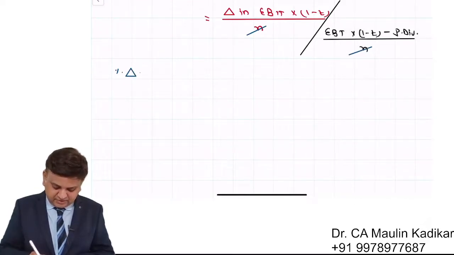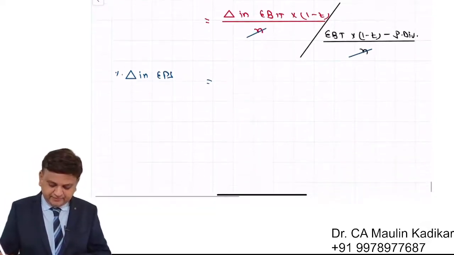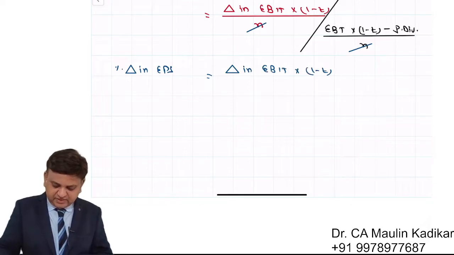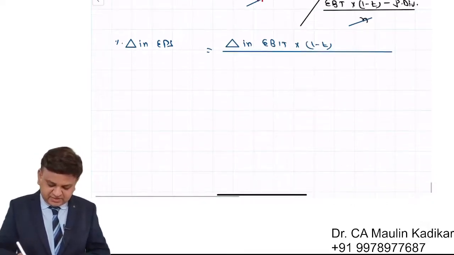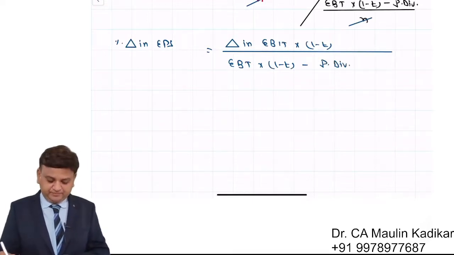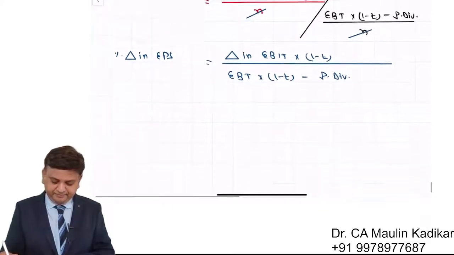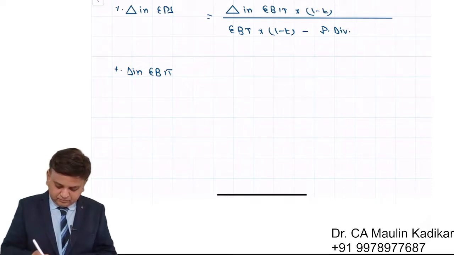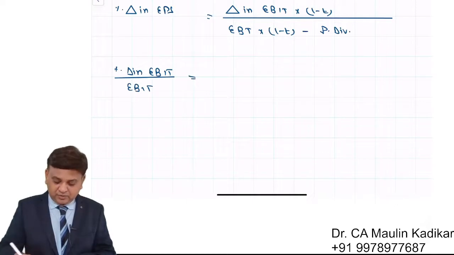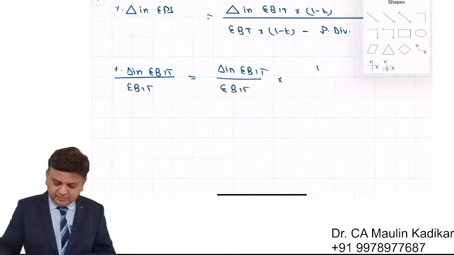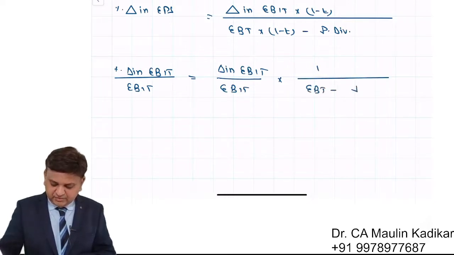So percentage change in EPS is equal to change in EBIT into 1 minus tax rate divided by earning before taxes into 1 minus tax rate minus preference dividend. Now percentage change in EPS divided by EBIT is equal to change in EBIT upon EBIT, 1 upon earning before taxes minus preference dividend divided by 1 minus T.